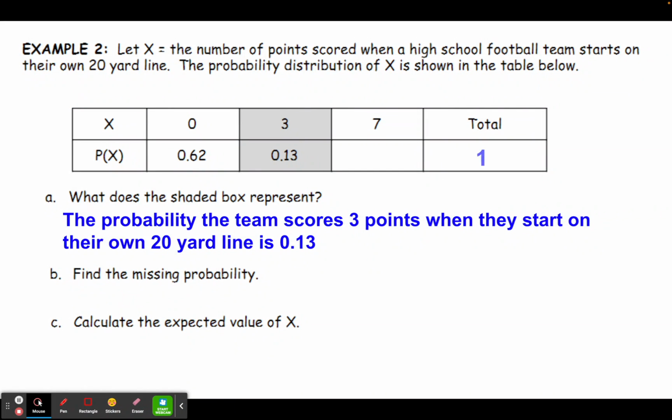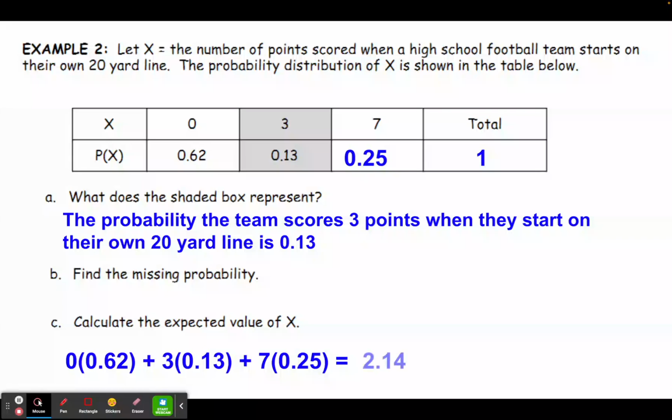Now, to get the missing probability, we know that the total for these three outcomes should be 1. So if we add up the two probabilities that we know, the 0.62 and the 0.13, and then we subtract that from 1, that will give us that missing probability of 0.25. So we did that. Now we can do the expected value, and you have to have the chart complete before you can do that. So we take each score and we multiply it by the probability that it occurs. So 0 times 0.62, 3 times 0.13, 7 times 0.25. That gives us an expected value of 2.14.